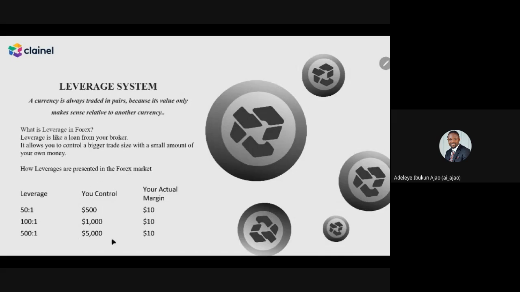That's the basic analogy. So now most brokers go with these two, 100:1 and 500:1. And this ratio, like I said, means for every $1 margin you have, you can open $500. You can control a $500 trade. So let's say you open a micro lot size of 0.01.